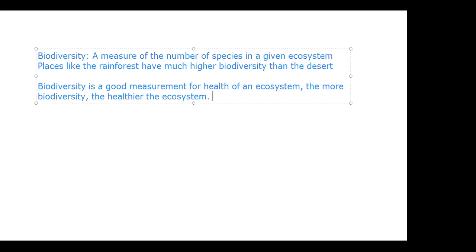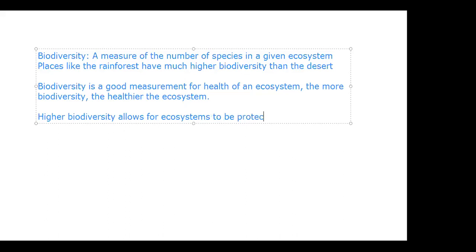But what biodiversity is also really good for, all right, higher biodiversity allows for ecosystems to be protected against disruptions. Okay, and when I say that, I mean, let's say you have an ecosystem and it has 15 different species in it, okay? And there's a fire that comes through, and that fire wipes out 2 of those species in that ecosystem, okay?